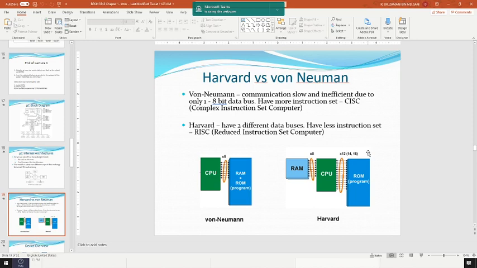Okay, the first, Von Neumann, you can see that you have the RAM. Yeah, it is recorded. I have another one recorded. I'm using OBS. Don't worry about that. I think, yeah, it's recorded.